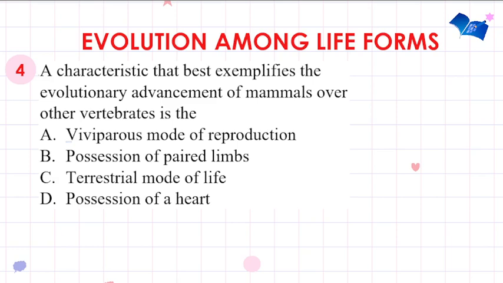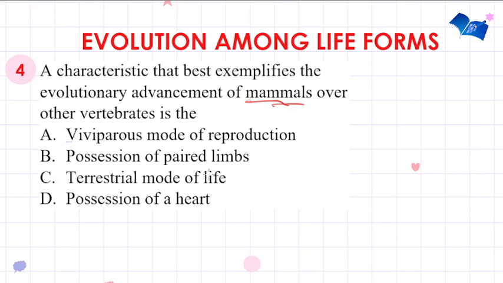Now let's continue. A characteristic that best exemplifies the evolutionary advancement of mammals over other vertebrates is: A, the viviparous mode of reproduction; B, possession of paired limbs; C, terrestrial mode of life; D, possession of a heart. Now you have to look at what feature among all these is unique to mammals. What is present in mammals and not present in other vertebrates?